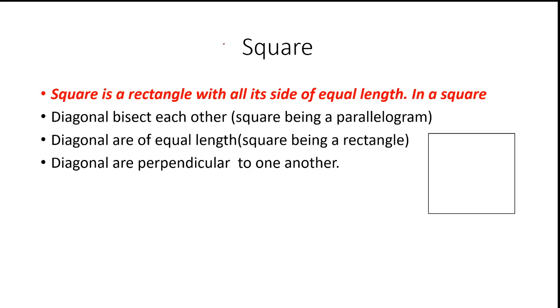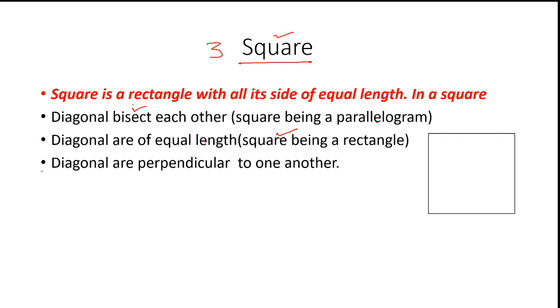Now, the third special parallelogram is the square. A square is a rectangle with all its sides of equal length. In a square, diagonals bisect each other, since the square is a parallelogram. This is a special type of parallelogram, so the diagonals will bisect each other. Diagonals are of equal length since a square is also a rectangle.